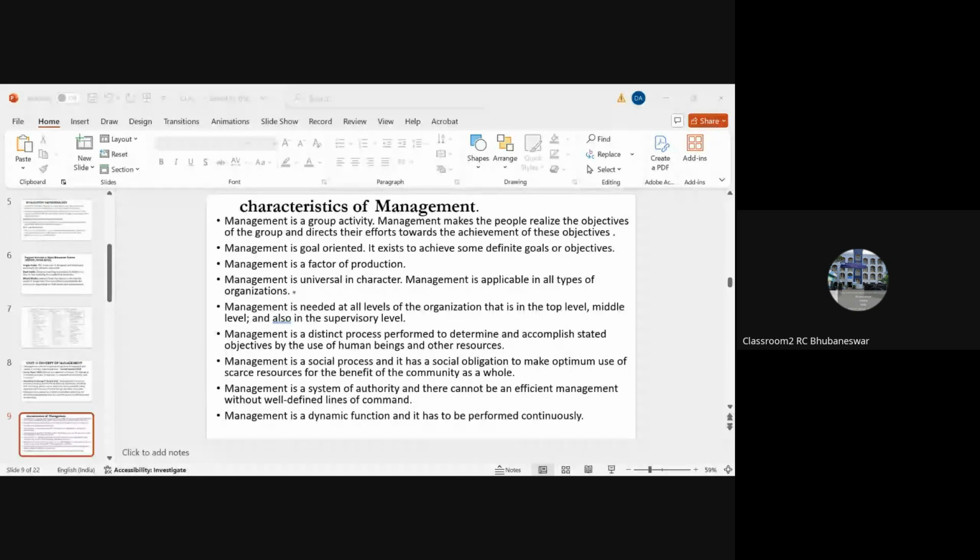So what are the different characteristics of management? Management is a group activity and it makes the people realize the objectives of the group and direct their efforts toward the achievement of the objectives. United we stand, divided we fall.